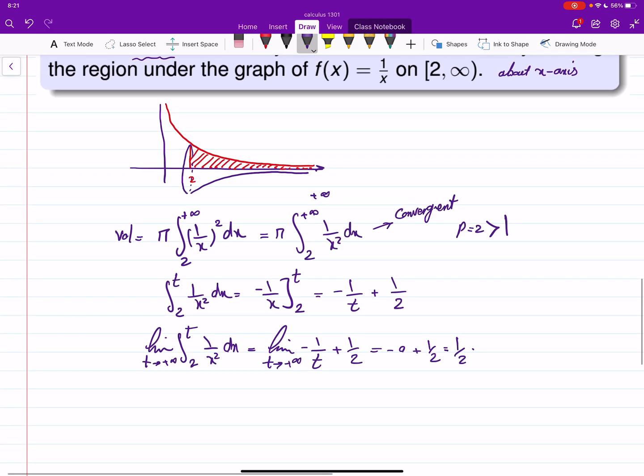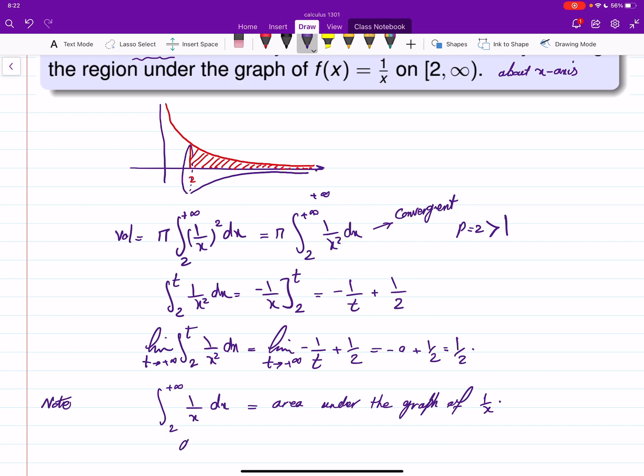Well, it's interesting to note that the integral from 2 to plus infinity of the function 1 over x itself is the area under the graph of 1 over x. And we showed that this is divergent. This is very interesting, that the region itself has divergent area. But when you rotate it, you get this thing. It has convergent volume. It's very interesting to see this example.